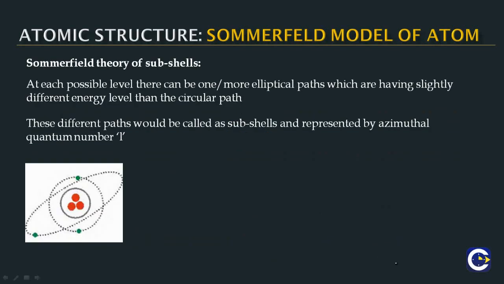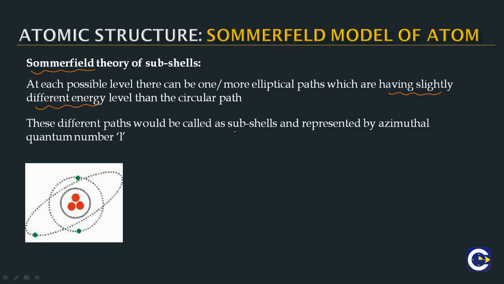Now, a minor modification to the Bohr's model was made by Sommerfeld, who proposed the idea of multiple orbits in the same level. While we think of a circular path which the electron can take at a particular energy level, as per Sommerfeld's theory, there could also be elliptical paths which will have slightly different energy in comparison to the circular path. So every energy level, what we thought as one major energy level given by the orbit number or the principal quantum number, is not just consisting of a circular path, but it could also have one or more elliptical paths.